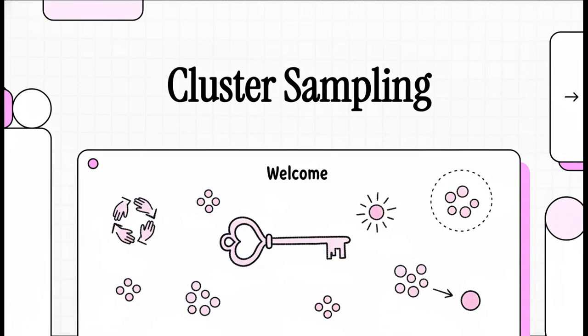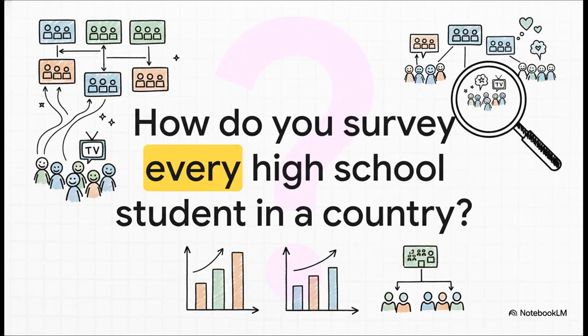Today we're going to break down a problem that seems, well, almost impossible, but you'll see it has a surprisingly smart and simple solution. So let's jump right in. Imagine this task. You have to find out the favorite TV show of every single high school student in the entire country. I mean, where would you even start? It sounds like a massive, mind-boggling job, right?